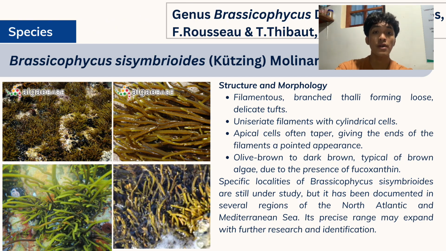So it has an olive brown to dark brown color, typical of brown algae due to the presence of fucoxanthin. Specific localities of this species are still under study, but it has been documented in several regions of the North Atlantic and Mediterranean Sea. Its precise range may expand with further research and identification.